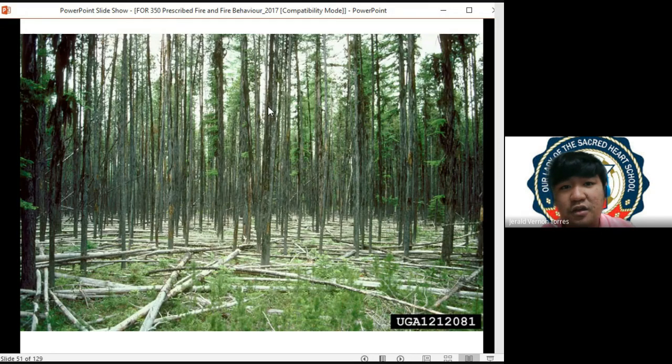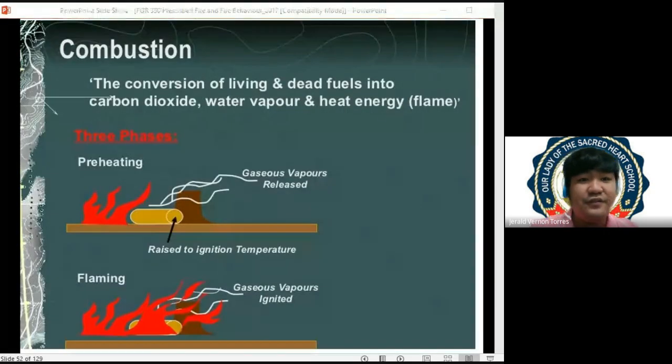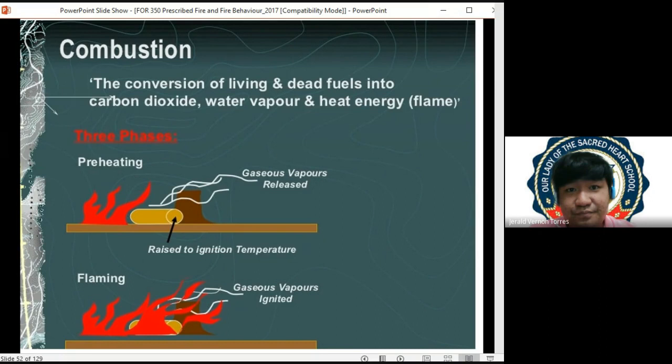So let us begin with how fire happens, how wildfire happens in our environment. Of course, it is the usual formation of a fire or burning event. So we start with heating. We need to start with heating our fuel until it reaches the ignition point. Once the ignition point is reached, the fire starts to form.